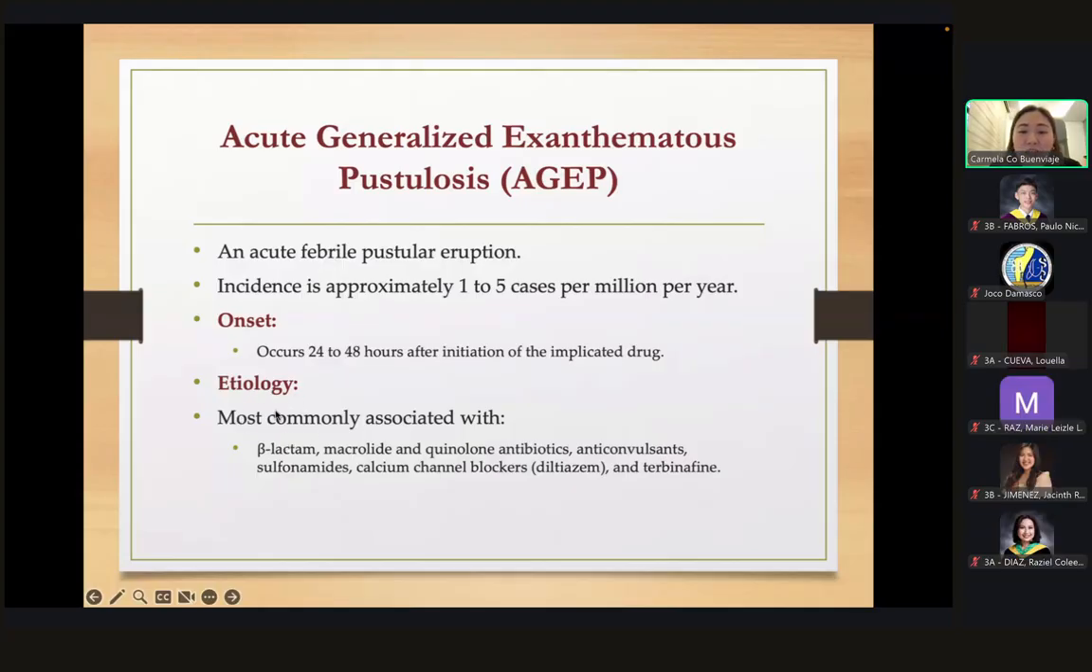So for the etiology, this is most commonly associated with beta-lactam, macrolide and quinolone antibiotics, anticonvulsants, sulfonamides, calcium channel blockers like diltiazem, and terbinafine. And also, even if I would enumerate the most common drugs associated with this specific condition, all drugs are still possible. But still, take note of these most important drugs for each condition and average onset for each condition for your exam.